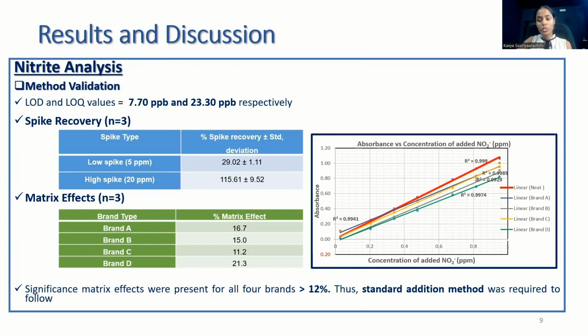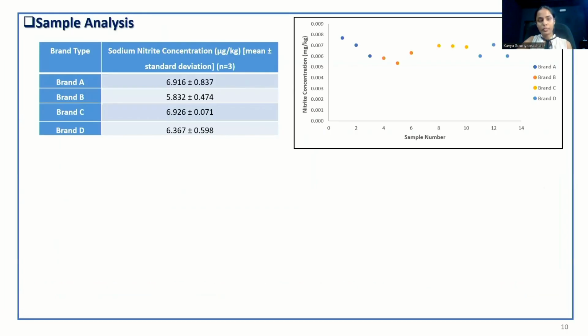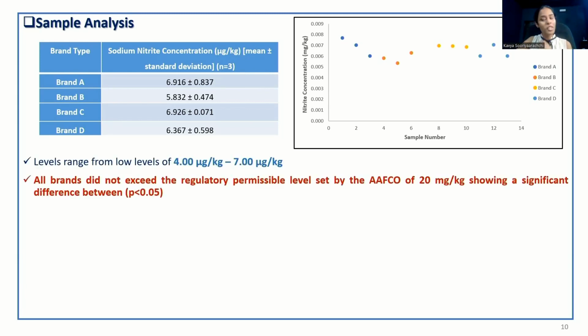All four brands showed significant matrix effects greater than 12% and therefore we had to follow a standard addition protocol to determine the nitrite contents in the unknown samples. The nitrite contents of all four brands are given here as follows, and the values range from 4 ppb to 7 ppb. Therefore, all the brands did not exceed the regulatory limits set by the FSMedia, showing a significant difference between the two.